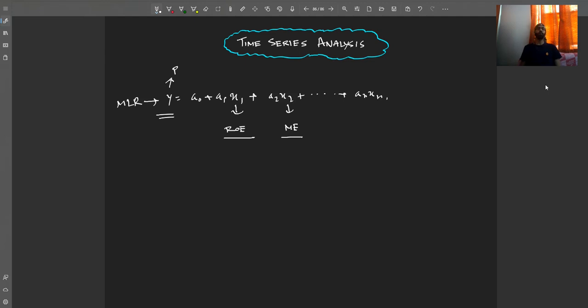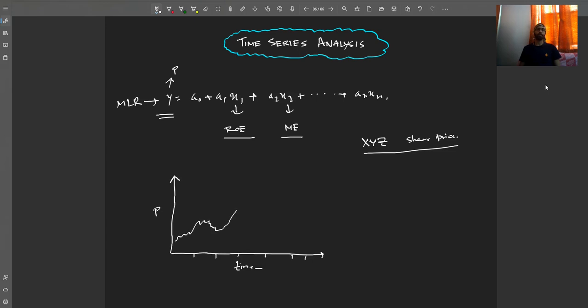Now, if you go to Google and search, let's say, XYZ share price, you'll come up with something like this. There will be a vertical axis where the prices will be plotted, and a horizontal axis where the time will be plotted, right? Let's say 1 month, 3 months, 6 months, 5 years, 10 years, like that. And a curve like this will be visible to you.